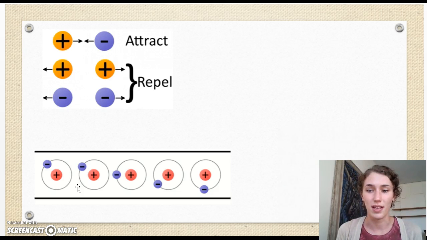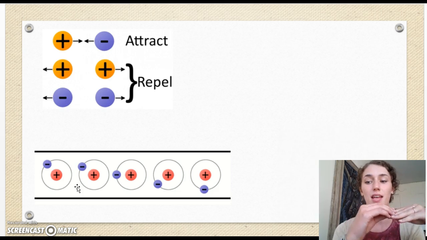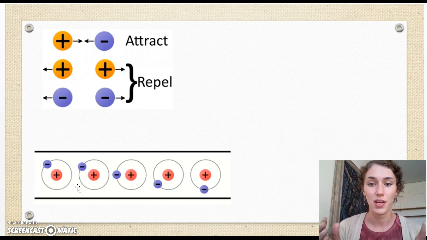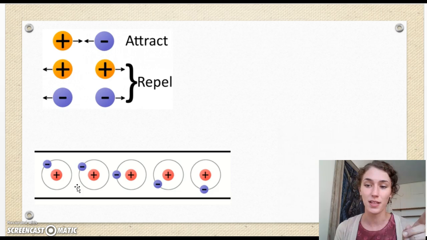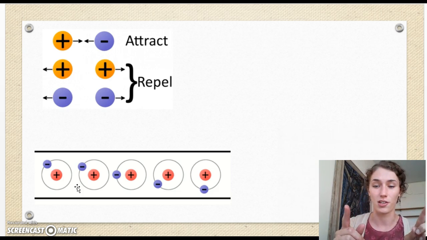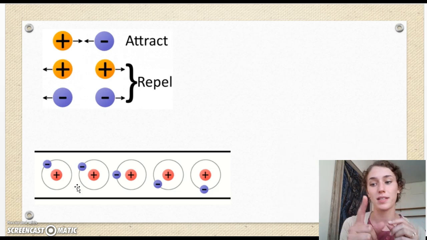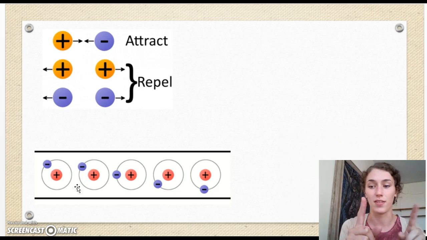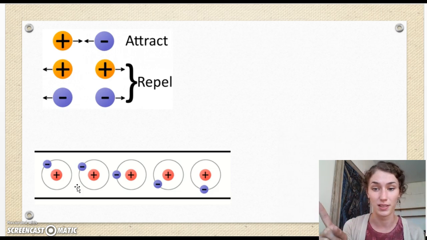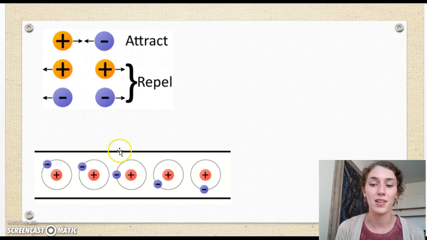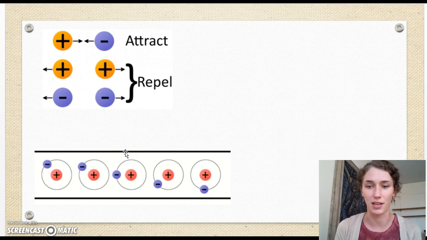Well, as you've probably heard, opposites attract and like charges repel. So we have a positive and a negative charge, and they will attract to each other. But if we have a positive and a positive, they're going to repel, or a negative and a negative will also repel. And how does that help us understand electricity?